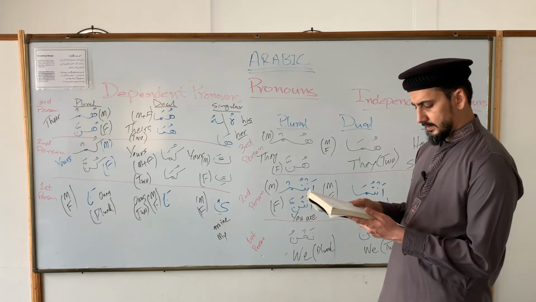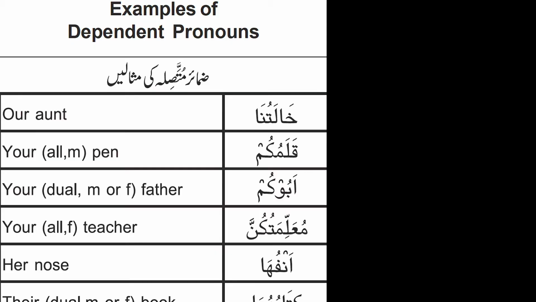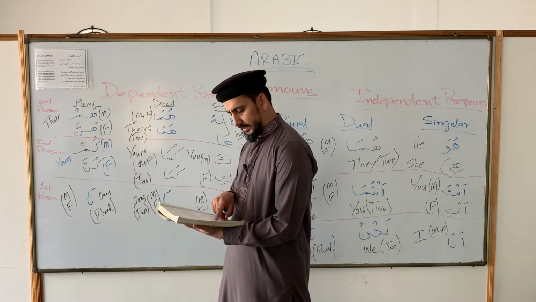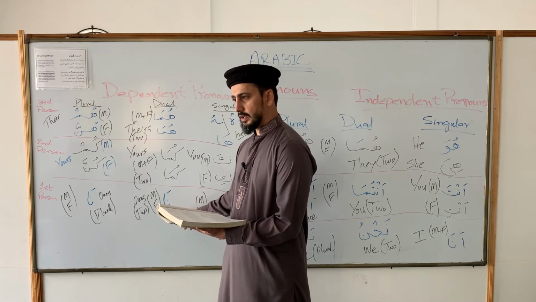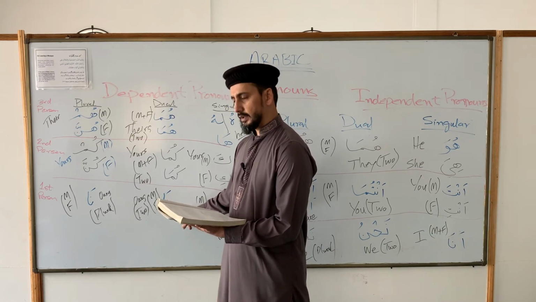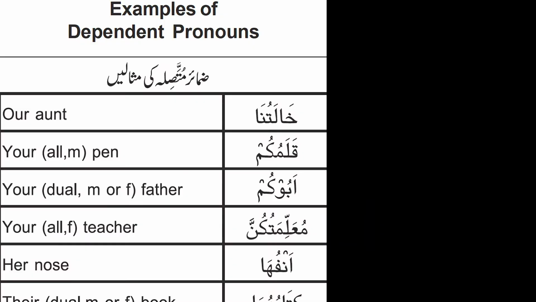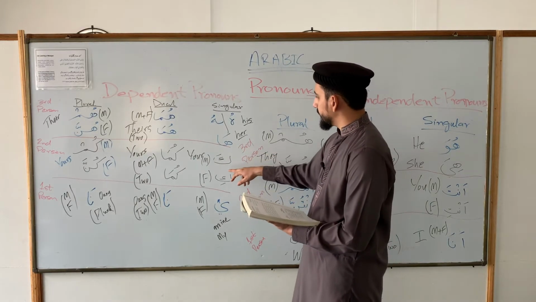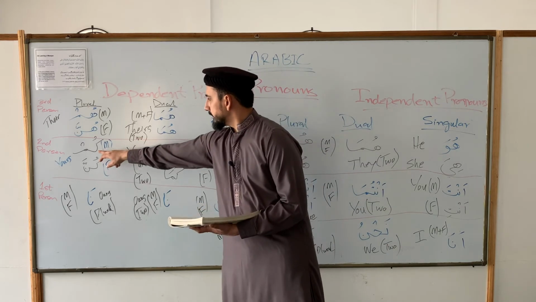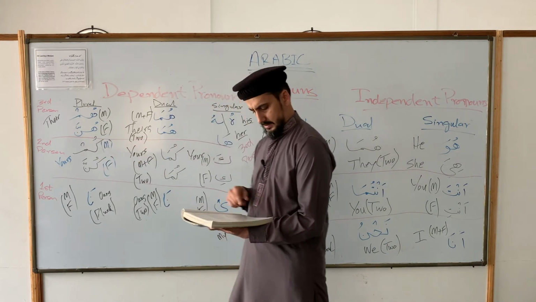Next, examples of dependent pronouns. First is "khalatuna", our aunt, is from this, "na". You see "na" came at the end. "Khalatu", aunt, and "na" means our aunt. Next is "kalamukum". "Kalam" means pen, and "kum" means your. "Kalamukum", so it's from here, your pen.